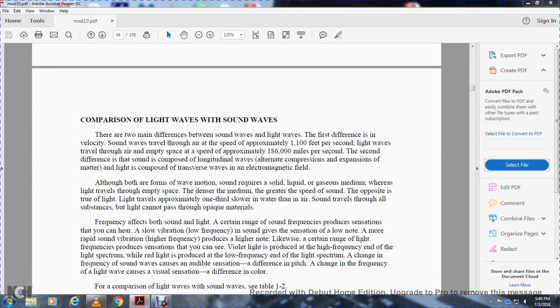Alright, comparison of light waves with sound waves. The two main differences between sound waves and light waves. The first difference is velocity. Sound waves travel through the air at a speed of approximately 1,100 feet per second. Light waves travel through empty space at a speed of approximately 186,000 miles per second.